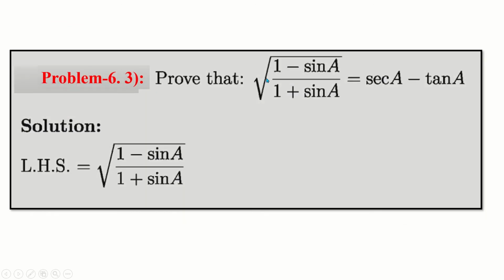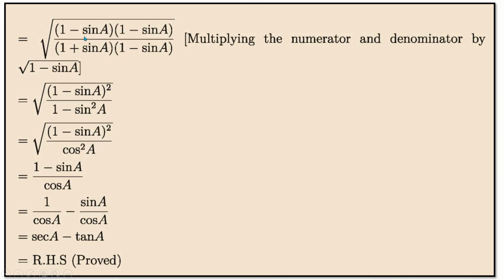6th theory number, prove that the square root of (1 minus sin a) by (1 plus sin a) is equal to sec a minus tan a. You have to prove this equal to this. This is the left hand side. Now multiplying both numerator and denominator by 1 minus sin a.